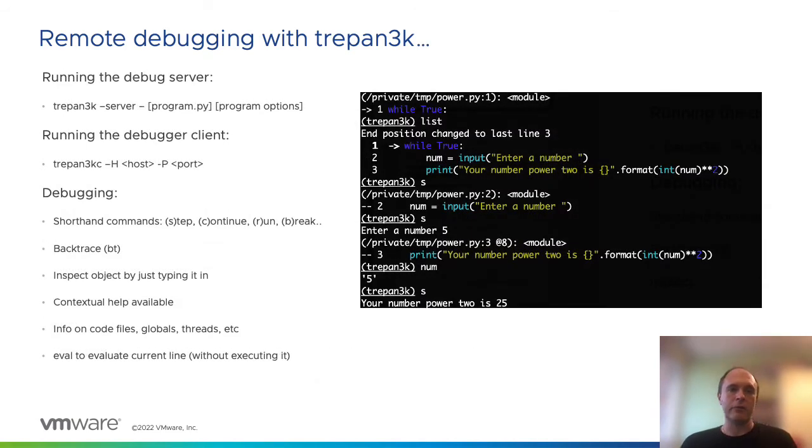So how do we debug? How do we do remote debugging with Trepan 3K? On the target, you have to run the Trepan debug server, obviously, and it's as easy as running this command: trepan3k --server -- followed by the program you are debugging plus any program options or arguments that you might have.